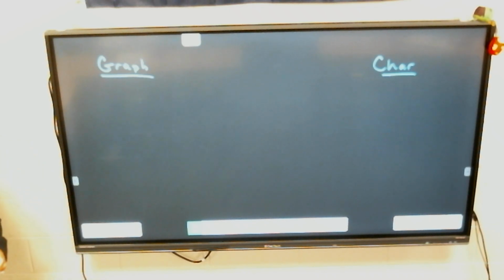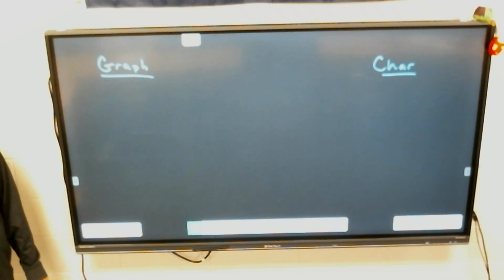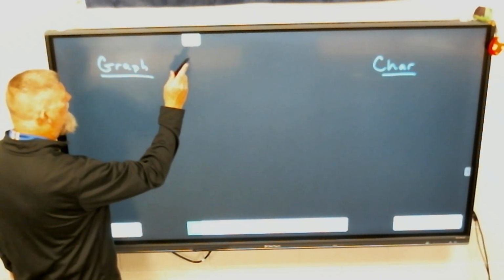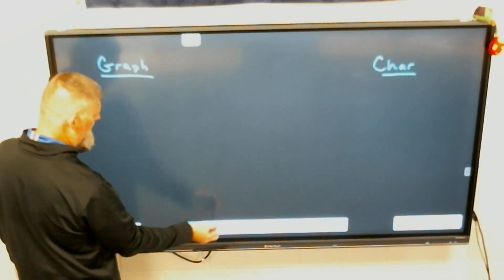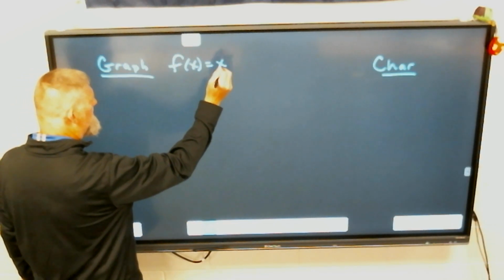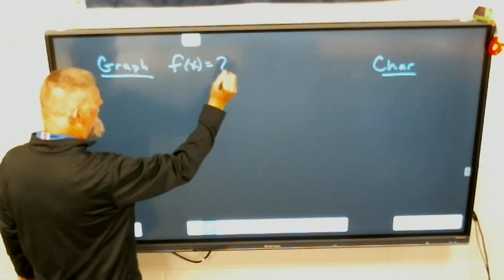Okay, so first of all, let's do the graph. Whenever we do a graph, if we don't know what it looks like and you don't have a graphing calculator, what's the first thing we do? If you have no idea what a graph looks like, find the function. In this case, we're going to do a pretty basic one. We're going to do the parent function f of x equals 2 to the x.